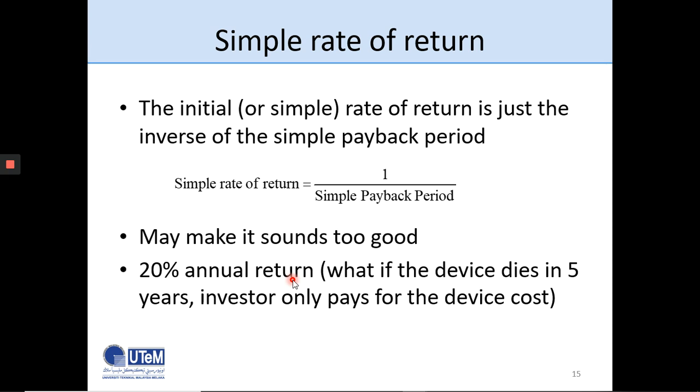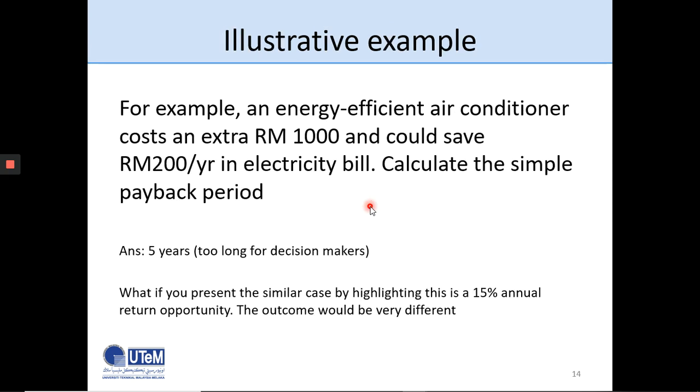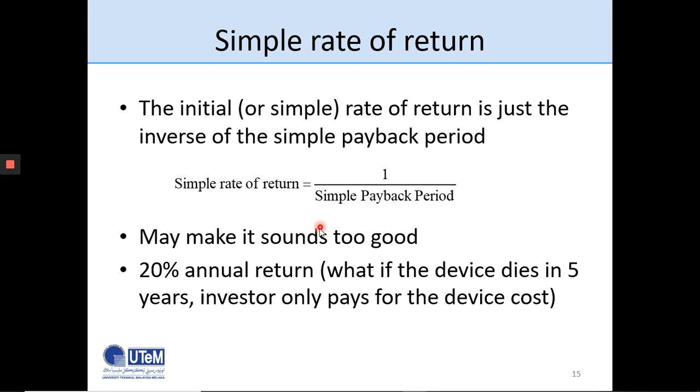So there's another inverse way of stating the simple payback period. We call it the simple rate of return. And we obtain this by simply finding the inverse value of simple payback period. So 1 divided by the simple payback period. Okay, so opposite from the simple payback period, the simple rate of return may make the investment sound too good than it actually is, right? So if we take 1 divided by the simple payback period just now, so for example 5 years, so 1 divided by 5, we get 20%.